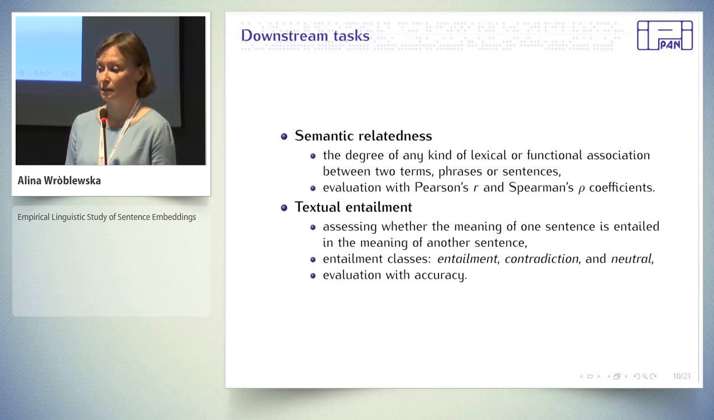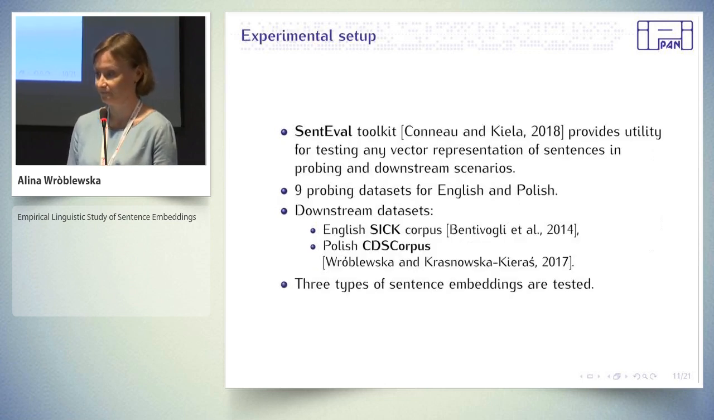Textual entailment assesses whether the meaning of one sentence is entailed in the meaning of another sentence. We have three classes here: entailment, contradiction, and neutral. And the predicted labels are evaluated with accuracy. In our experiments, we used the SentEval toolkit for testing sentence embeddings in those probing and downstream tasks.